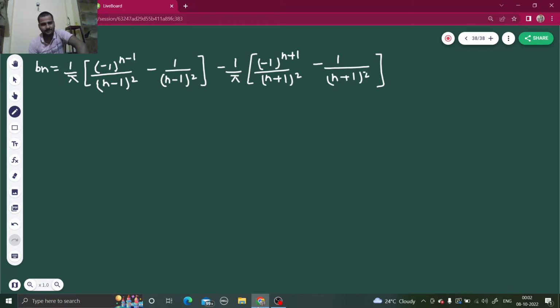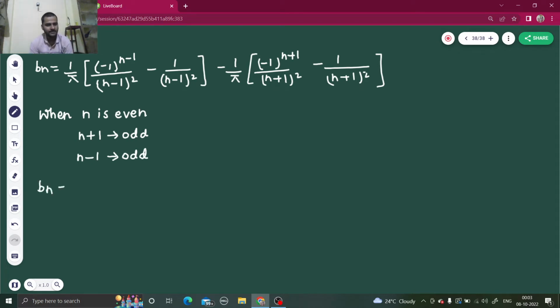Because n plus 1 and n minus 1 are coming, we can make one assumption: when n is even, n plus 1 will be odd, because if any term is even, the next term will be odd, and the term before will also be odd, so n minus 1 will also be odd. Okay, now let's simplify bn.